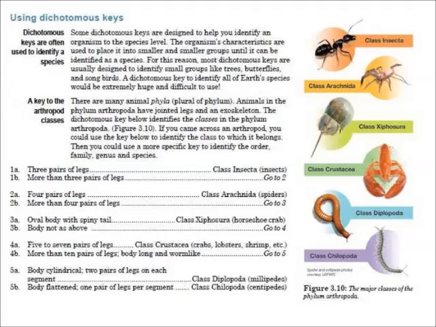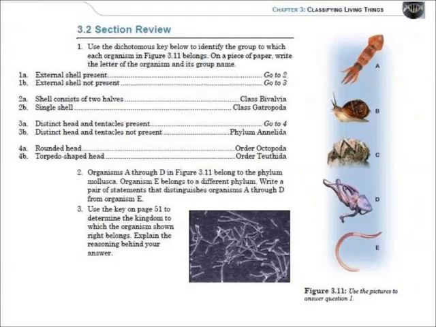There are many animal phyla, plural of phylum. Animals in the phylum Arthropoda have jointed legs and an exoskeleton. The dichotomous key below identifies the classes in the phylum Arthropoda, Figure 3.10. If you came across an arthropod, you could use the key to identify the class to which it belongs. Then you could use a more specific key to identify the order, family, genus, and species. Pause here and answer these questions.